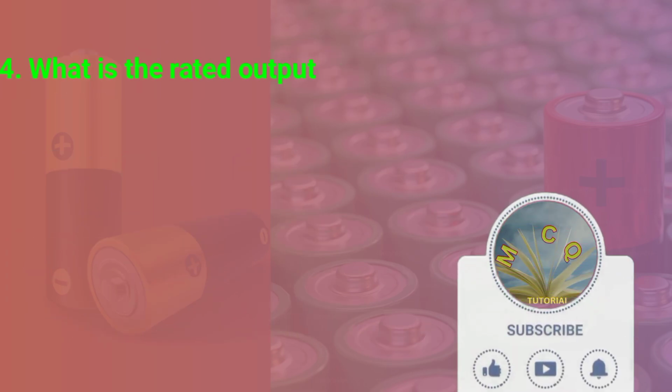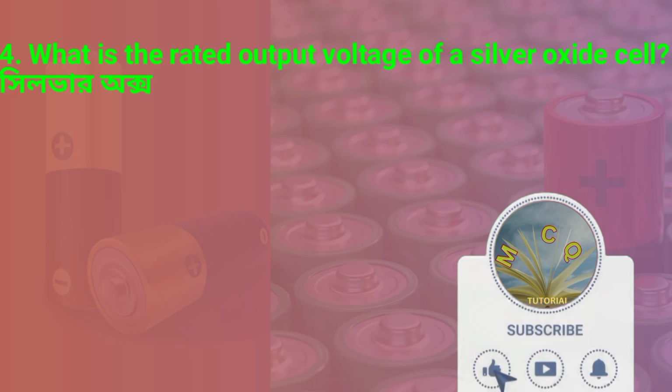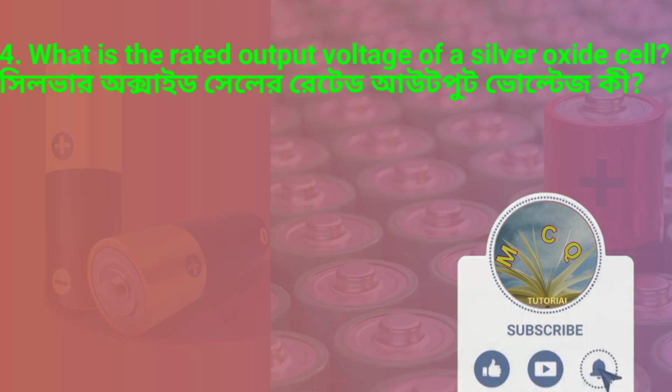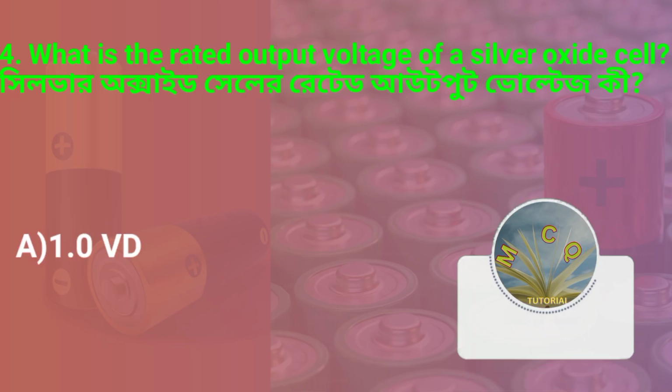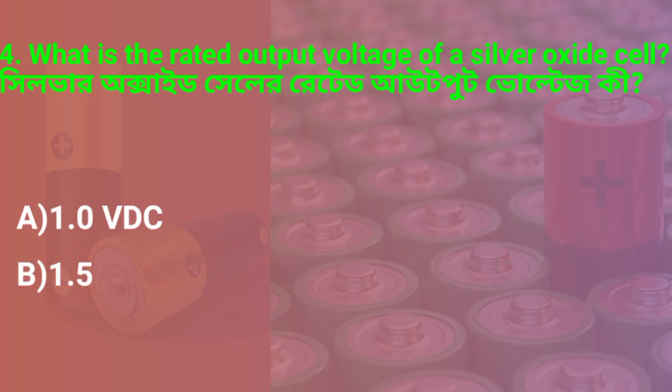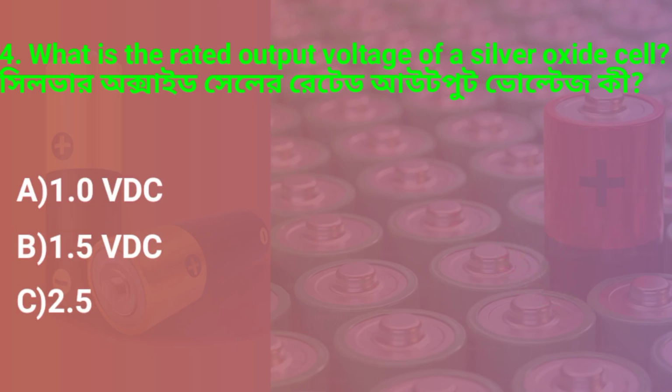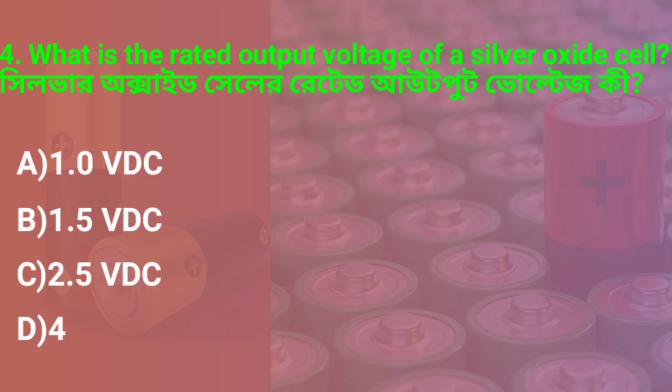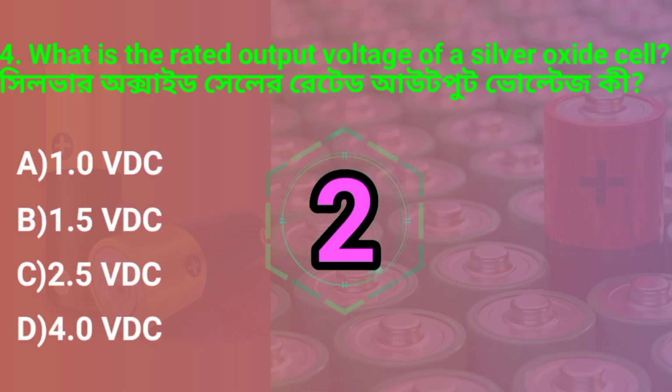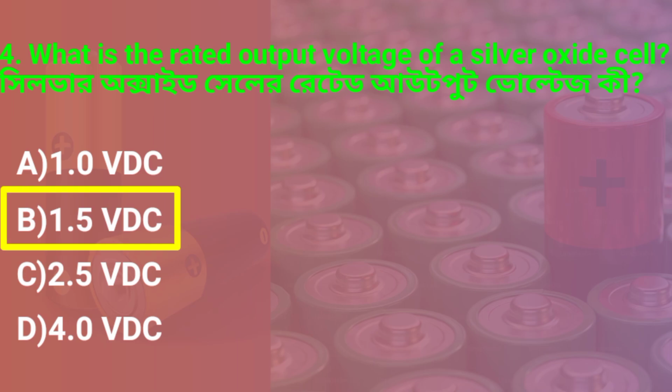Question number 4. What is the rated output voltage of a silver oxide cell? Option A 1.0 volt DC, option B 1.5 volt DC, option C 2.5 volt DC, option D 4.0 volt DC. উত্তর হবে এই option B 1.5 volt DC.